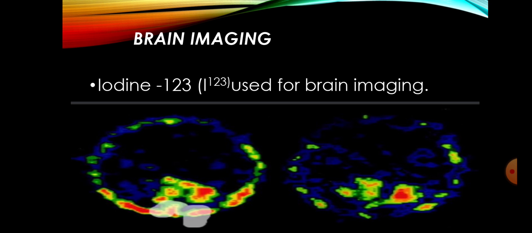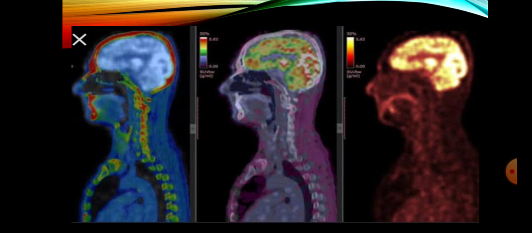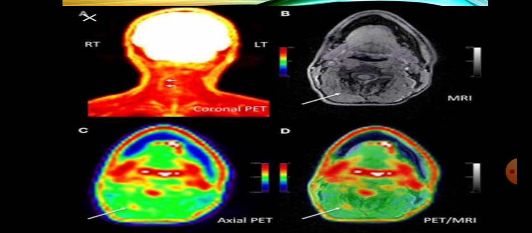And then brain imaging: iodine 123 is an excellent gamma radiation emitter and is used for brain imaging with the help of CT scan, MRI, PET, etc.